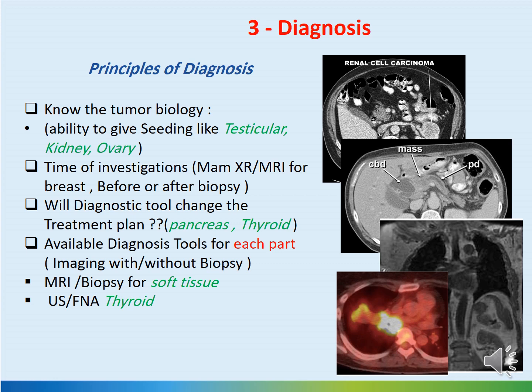Number three, before doing any type of investigation, we have to ask ourselves: will this diagnostic tool change the treatment plan or not? If it will not change it, what is the benefit of doing it? I will give you an example. When we have a head of pancreas mass, and the patient has all the signs of head of pancreas cancer, like jaundice and loss of weight, and the CT scan tells us that the mass is highly suspected to be a malignancy.